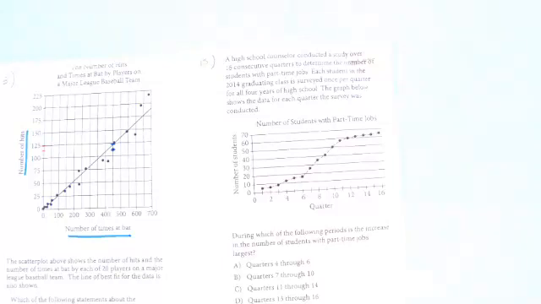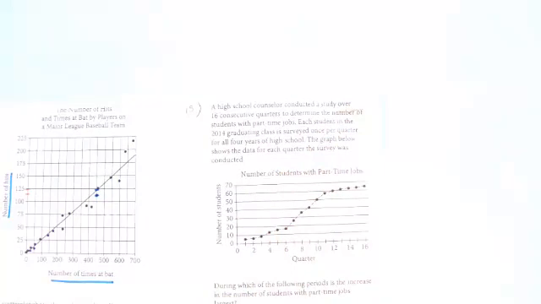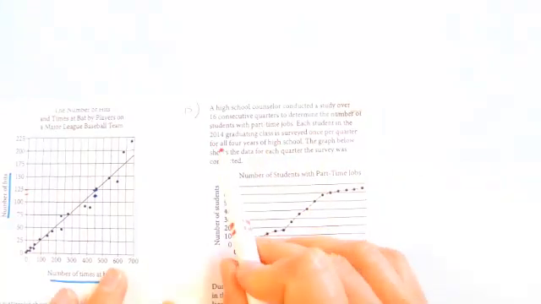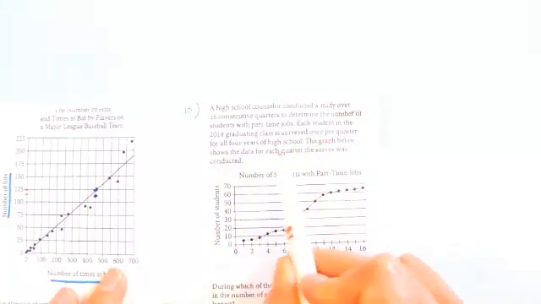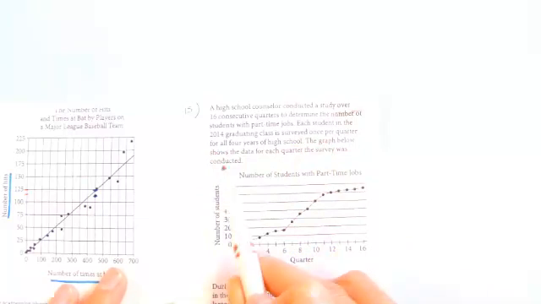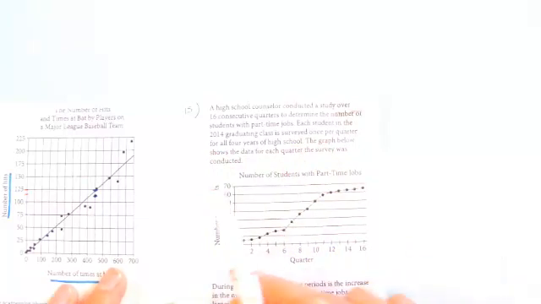Okay, last section of PSAT practice. Here we're going to hit 15 through 17. So this one says, a high school counselor conducted a study over 16 consecutive quarters to determine the number of students with part-time jobs. Each student in the 2014 graduating class is surveyed once per quarter for all 4 years of high school. The graph below shows the data for each quarter the survey was conducted.